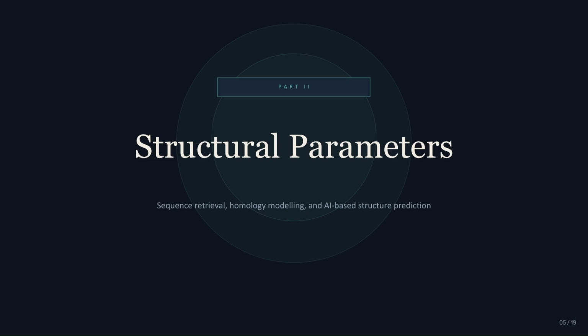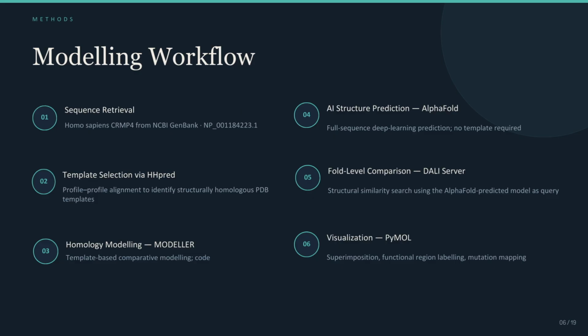Structure elucidation of CRMP4. The sequence retrieval was from NCBI GenBank, and we had the Homo sapiens CRMP4. For the template selection, we used HHpred. For the homology modeling, we used Modeler. The AI structure prediction used AlphaFold. For the fold level comparison, we used the DALI server. And finally, for visualization, we used PyMOL.